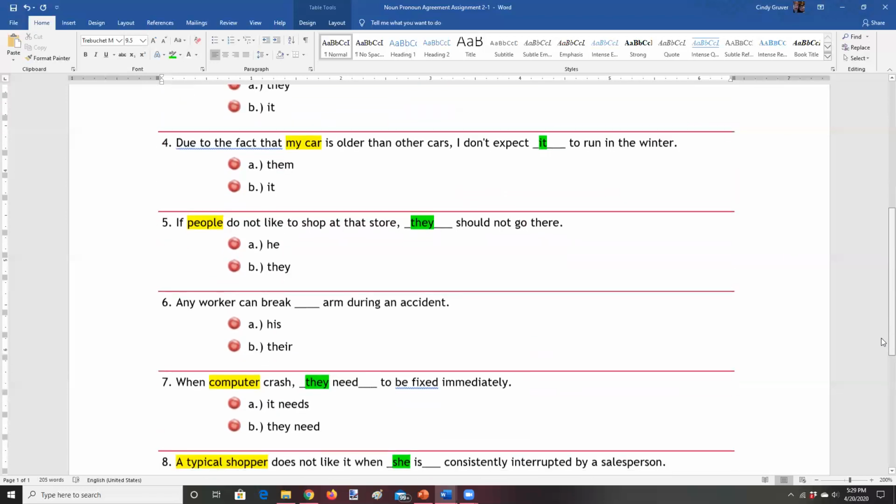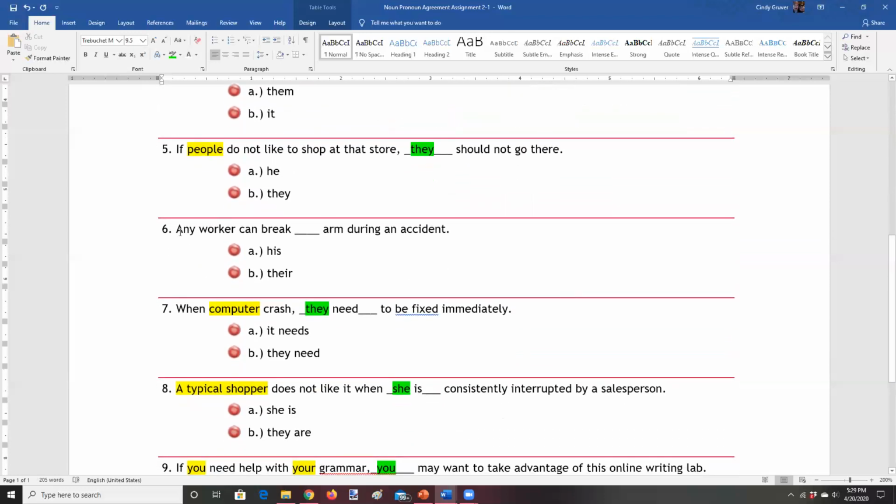Let's go to our other one that I skipped, and that is any worker. This is another one we can see is singular because we know how to make worker plural. We put an S at the end of it, and there is no S. So any worker is singular, so we need to go with his. And again, because workers can be women, I'm going to say his or her. But it has a plural meaning.